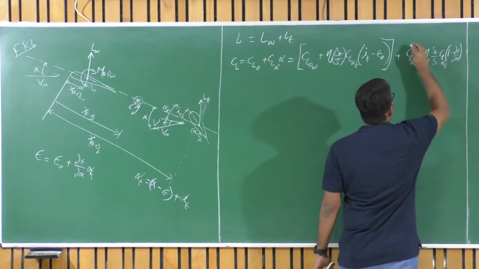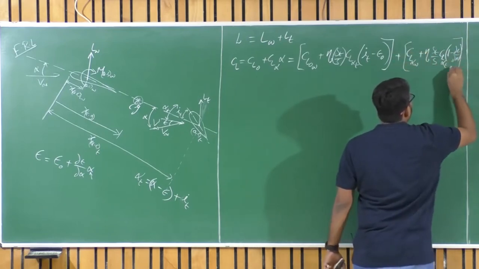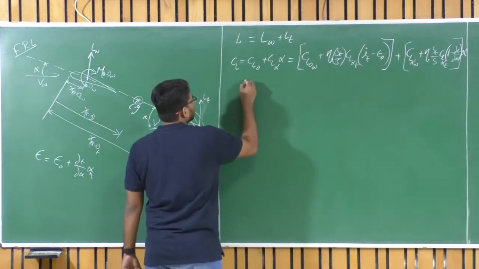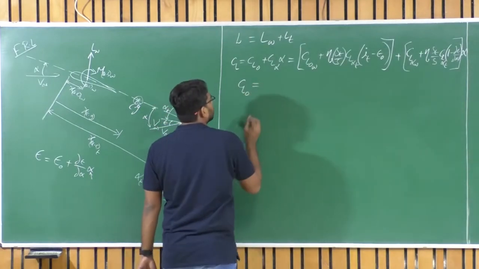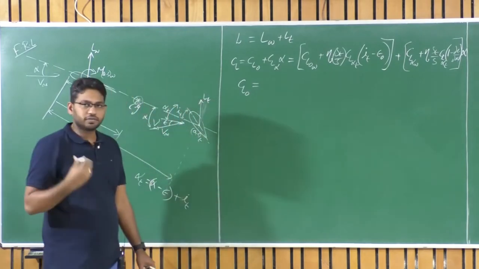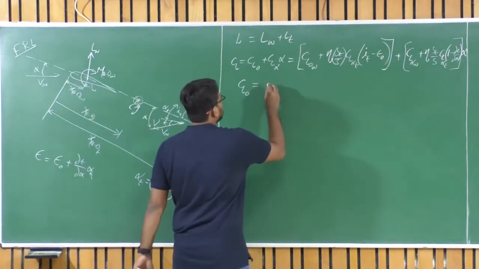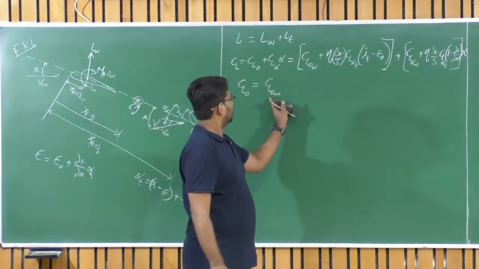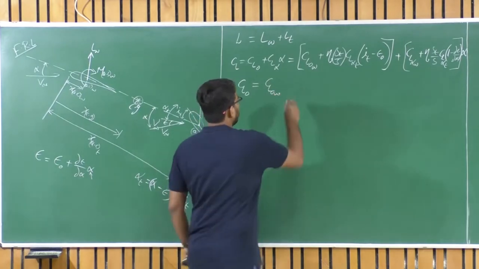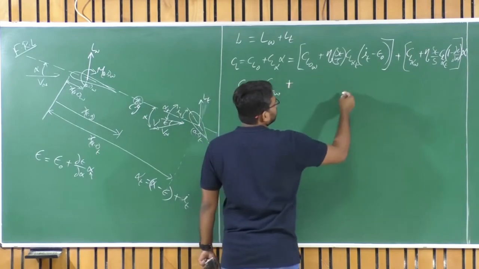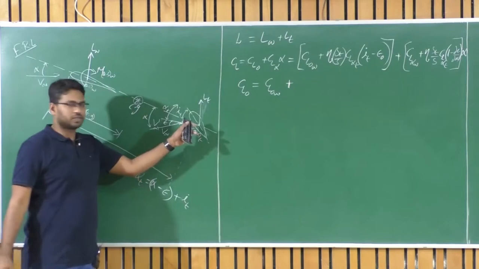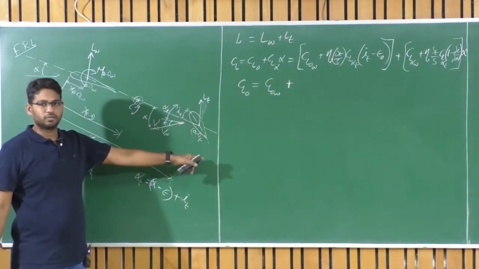CL alpha, minus the dε/dα term. This should be minus epsilon naught. So i_T is negative, which gives a positive value here. This is CL naught itself, with epsilon naught on the moment, that is minus. So this is the total CM longitudinal.